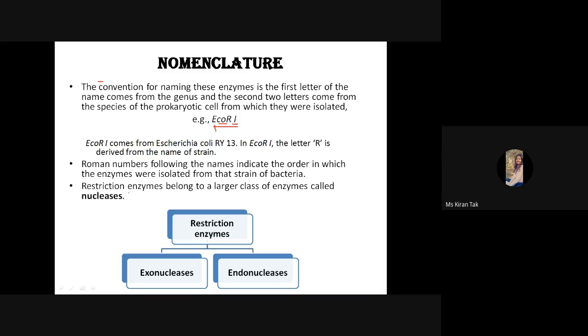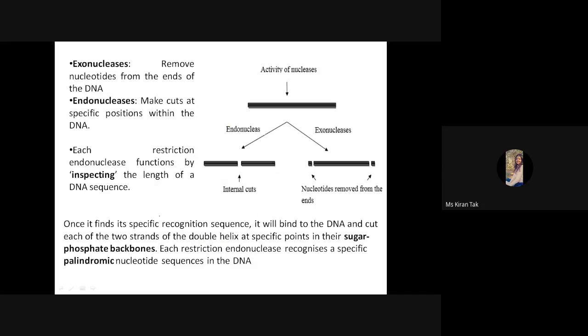Okay. So the restriction enzymes belong to a larger group of enzymes that are known as nucleases, and the nucleases are of two types. First is exonuclease and the other is endonuclease. Exonucleases remove nucleotides from the end of the DNA, whereas endonucleases make cuts at specific positions within the DNA and make small fragments.